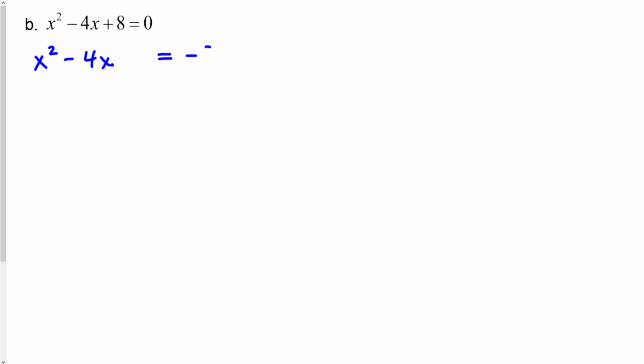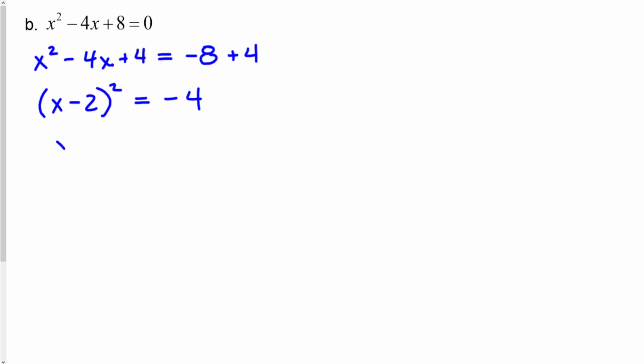So I'm going to move the 8 to the other side. It's going to become negative 8. Now I'm going to take the b term, the negative 4, divide that by 2, which is negative 2, square it, and it becomes positive 4. So that means I will add 4 to both sides. Now the left-hand side I've turned into a perfect square trinomial. So it just factors into x minus half of my b term. So x minus 2 quantity squared. And these add up to negative 4.